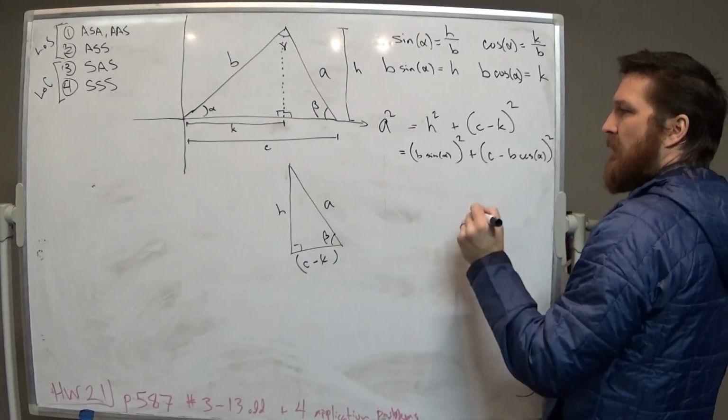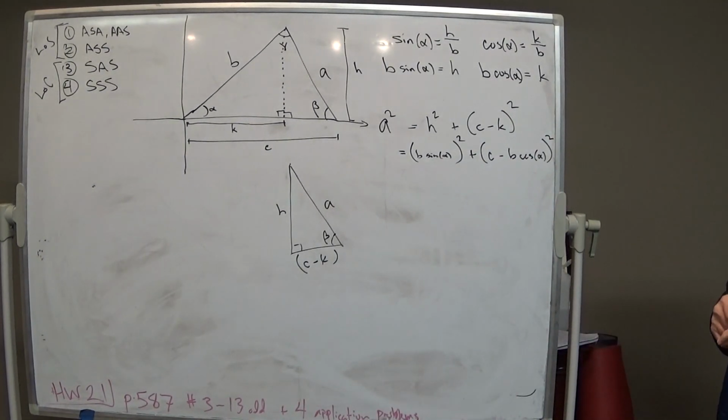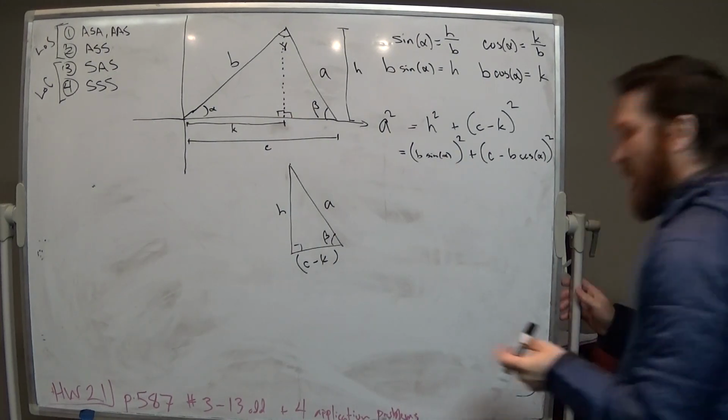Now, you're looking at that, it's like, well, it didn't really make my life that much easier. But maybe if we multiply some stuff out, maybe some things will cancel and we'll end up with a nice formula. And we will. So, here we go.